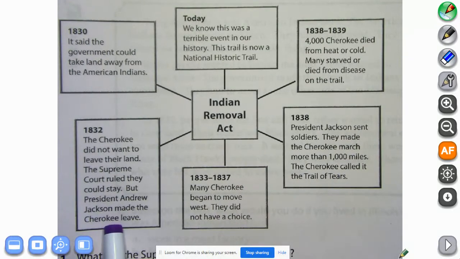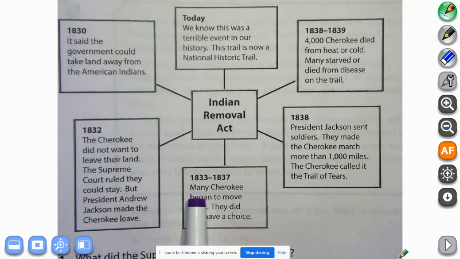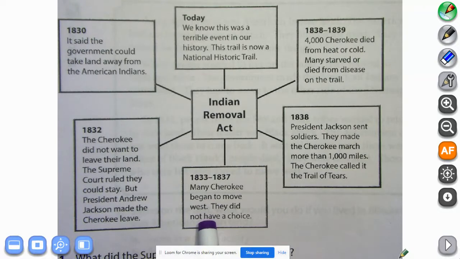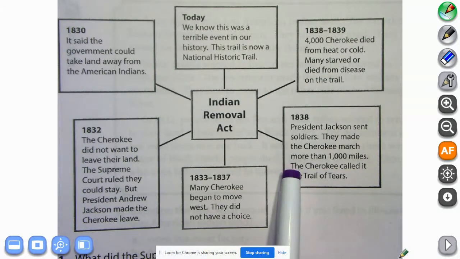Okay. In 1833 to 1837, so for 4 years, many Cherokee began to move west. They did not have a choice. In 1838, President Jackson sent soldiers. They made the Cherokee march more than 1,000 miles. The Cherokee called it the Trail of Tears.